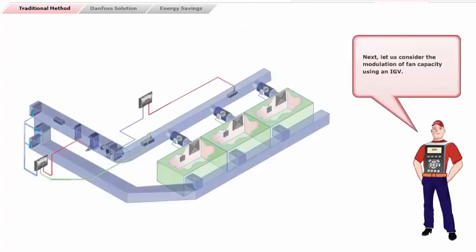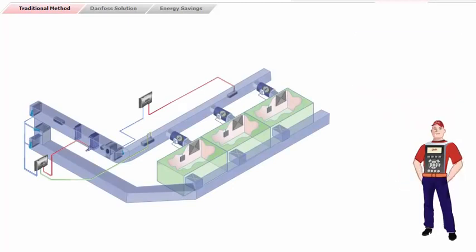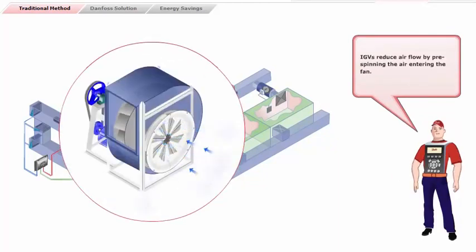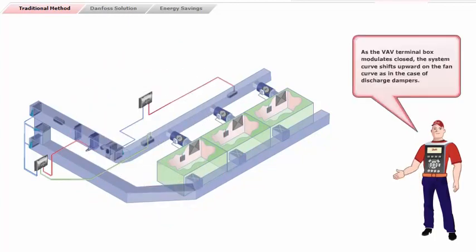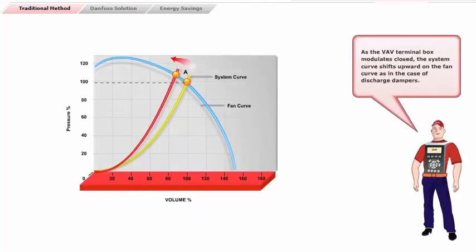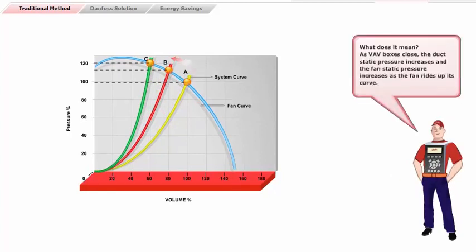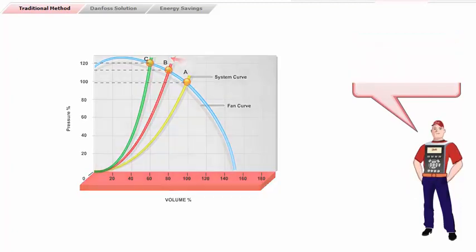Next, let us consider the modulation of fan capacity using an IGV. IGVs reduce airflow by pre-spinning the air entering the fan. As the VAV terminal box modulates closed, the system curve shifts upward on the fan curve, as in the case of discharge dampers. What does it mean? As the VAV box closes, the duct static pressure increases, and the fan static pressure increases as the fan rides up its curve.